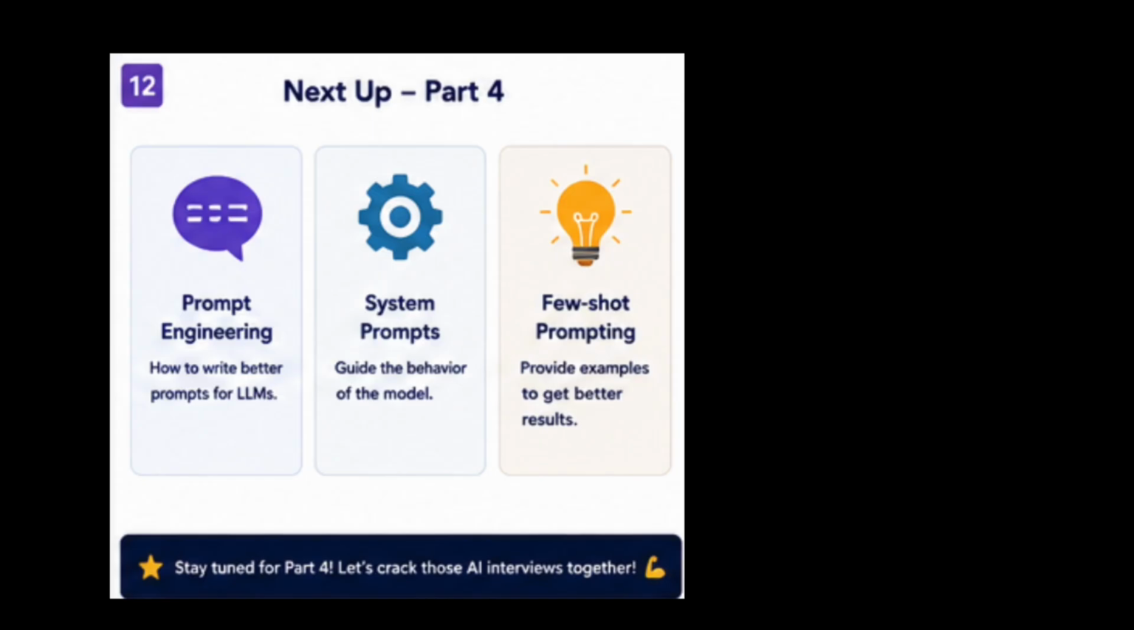Today we covered questions 17 to 24. These concepts are extremely important for modern AI applications and especially for RAG systems. In the next video, we will discuss interview questions about prompt engineering. We will cover zero-shot prompting, one-shot and few-shot prompting, system prompts, user prompts, and how to improve the quality of LLM responses. If you are preparing for AI interviews as a Java developer, make sure you understand both the theory and the complete application flow.